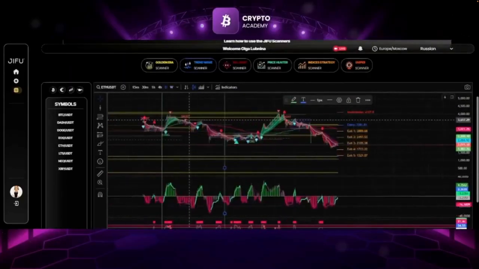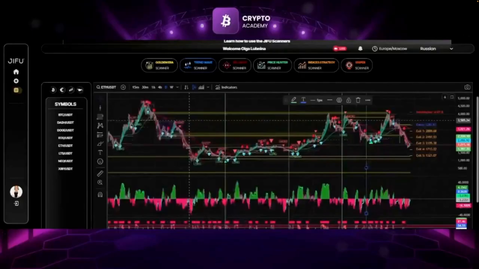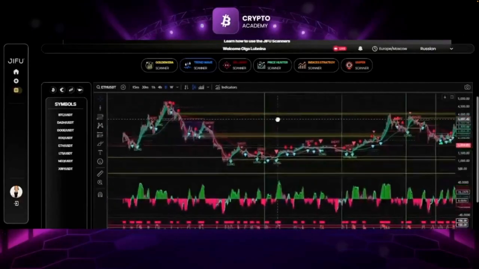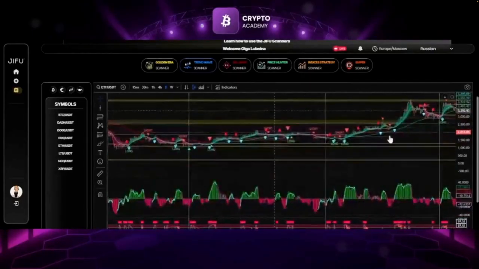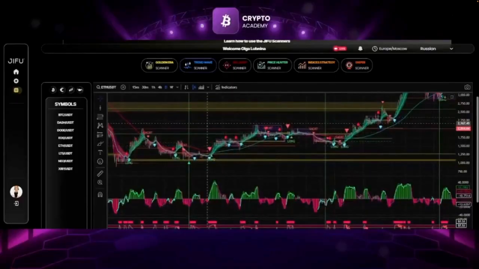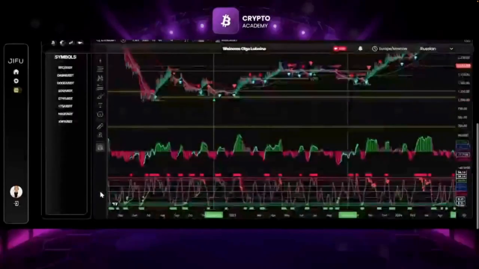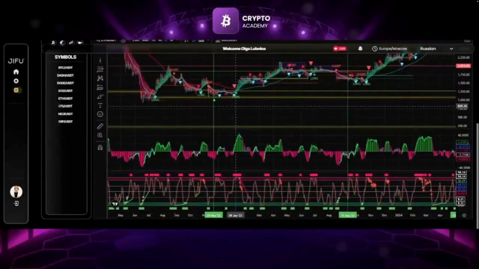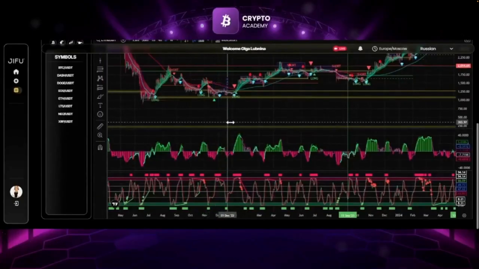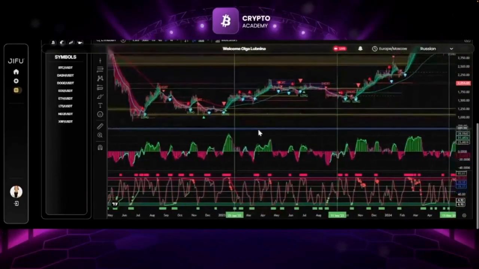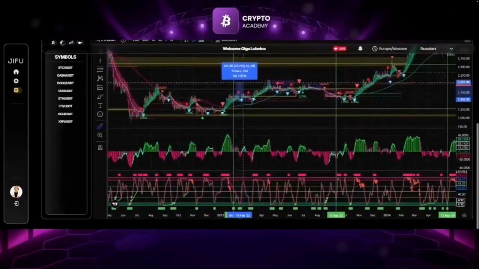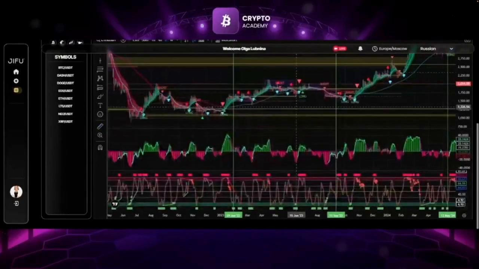Next, we switch to daily time frame. What do we need to see here? According to conditions, we need to wait for a long signal. When this signal appears, it's necessary to wait for a pullback into the oversold zone. And here is our entry point.